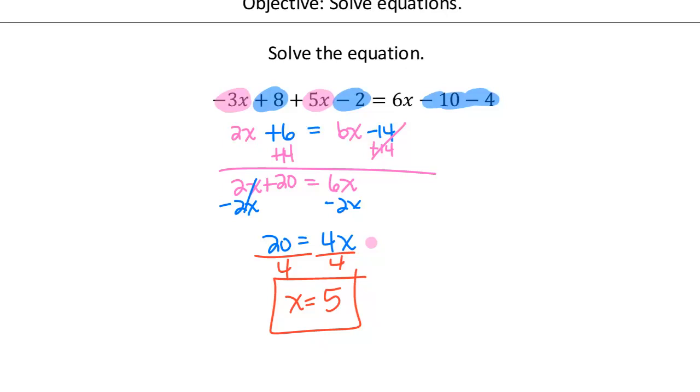Okay? You could plug it in if you want to and see if it's valid or not. See if each side is equal. Okay?